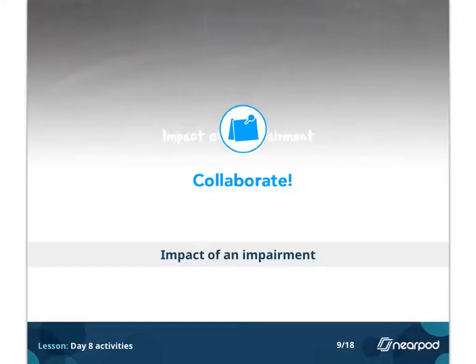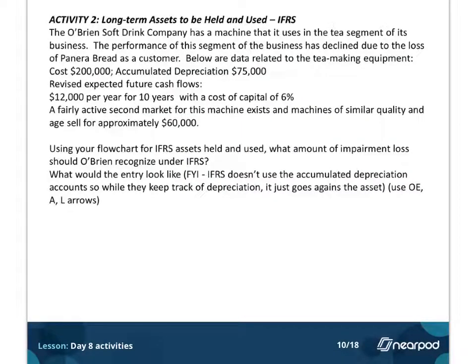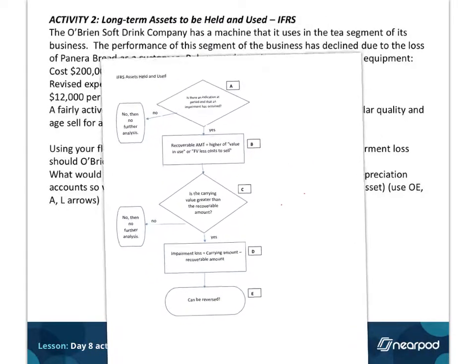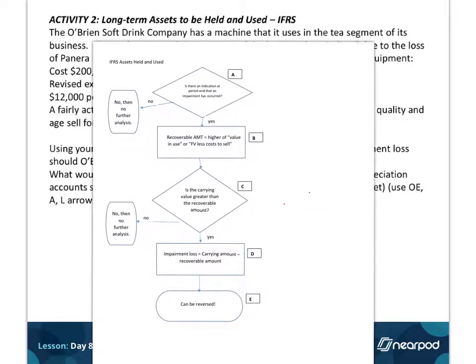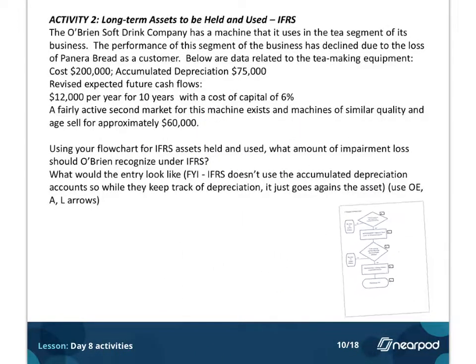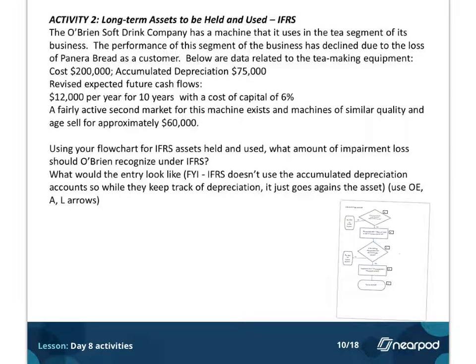All right, so let's look at another example. Okay, this is the IFRS example. So let me grab the IFRS flow chart. So here it is. This is the IFRS flow chart, assets held and used. If you scroll back, you'll be able to see a bigger version of it, but I'll refer to it as I answer the questions here. So it's the same information that we just had: 200,000 cost, cumulative depreciation of 75,000.